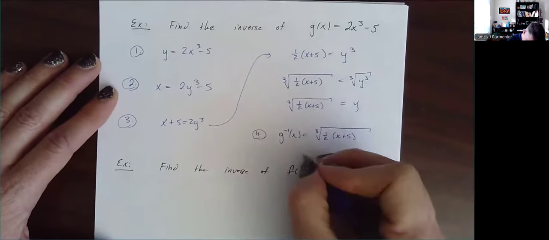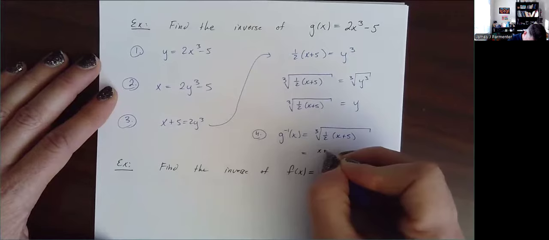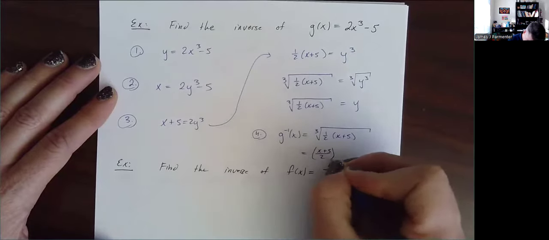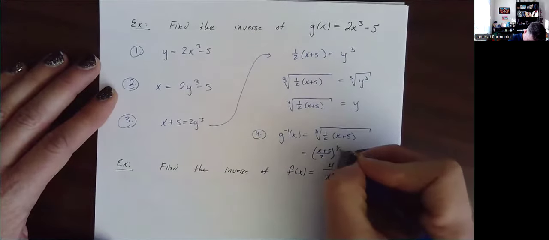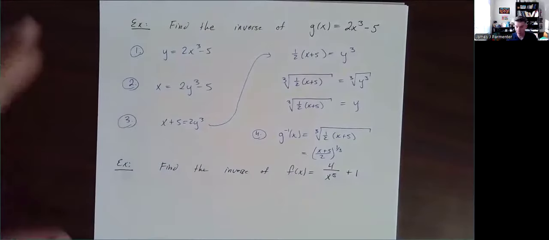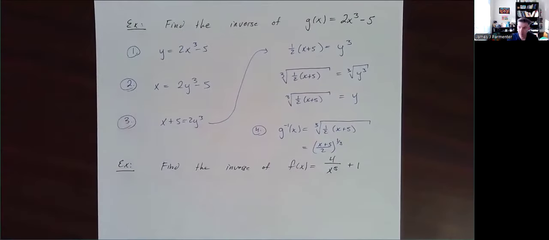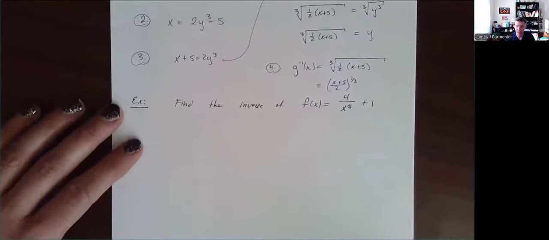Or if you prefer, you can write it as x plus 5 over 2. And instead of writing it as a cube root, you could write it as to the 1/3 power. Either way would be totally acceptable. Cool. Let's do the next one. I'm going to do the next one in a slightly different way.